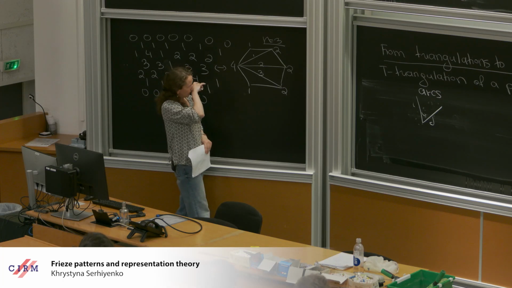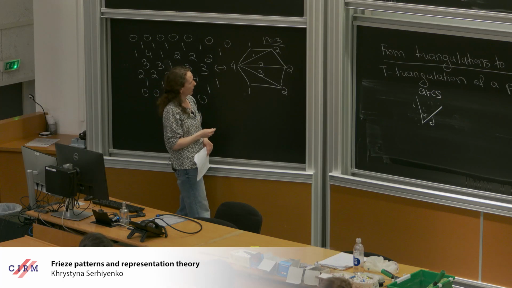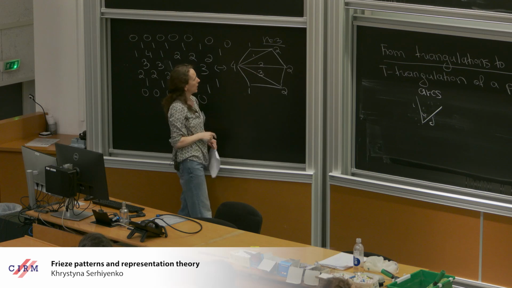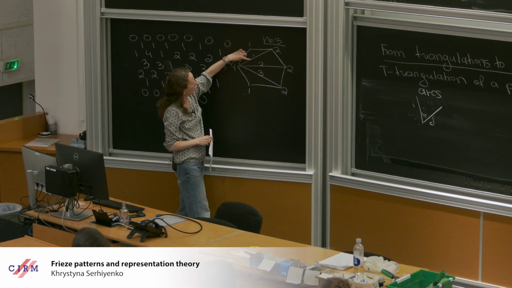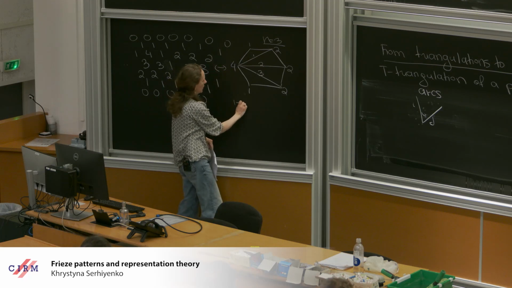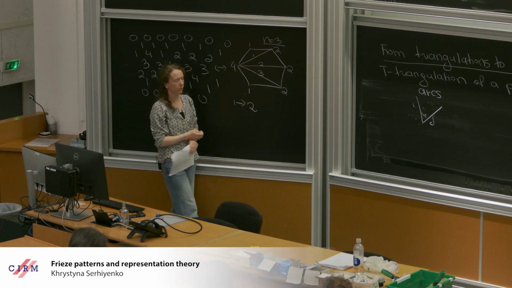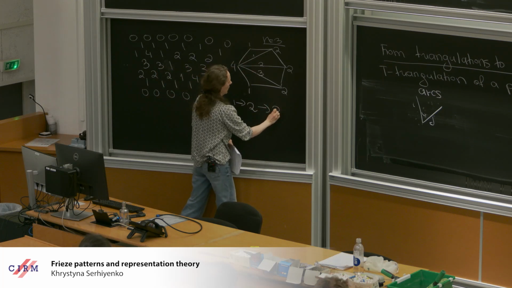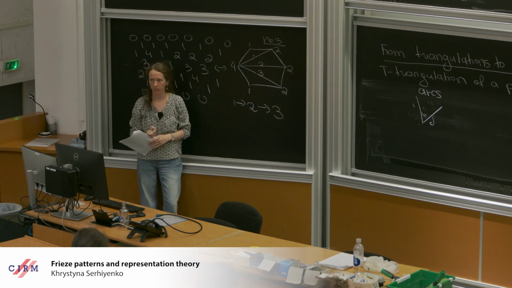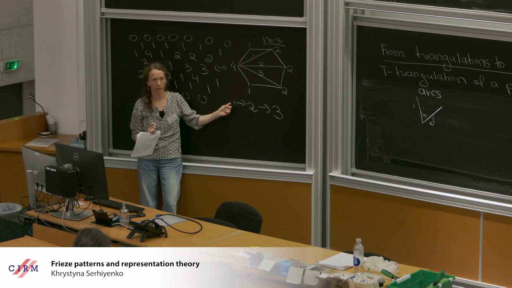That means my quiver is going to have 3 vertices, 1, 2, and 3. And I'm going to look at my convention. I see that I can go from 1 to 2 in a triangle in a counterclockwise direction. That's going to tell me I'm going to have an arrow from 1 to 2. I can go from 2 to 3 in a counterclockwise direction, so you have a 2 to 3. So my quiver is the one we've been working with: 1, 2, 3.